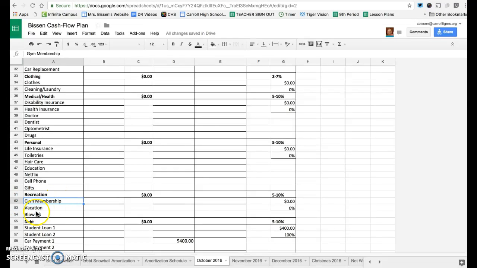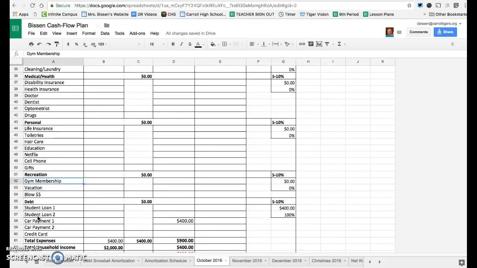Vacation. Randy and I don't vacation a lot, so we don't budget a lot for that. But some people, that's what they love to do, so they're going to want to put some of their money there. Blow money is just for fun. I talk about if you say no to every single thing, you're not that much fun to be around either. So you've got to have just some money set aside so that when your friend says you want to go get pizza or want to go to a movie, you can do that and you're not just ruining your whole budget. But you can't say yes every single time someone asks you to do something. So we kind of talk about how you do that.